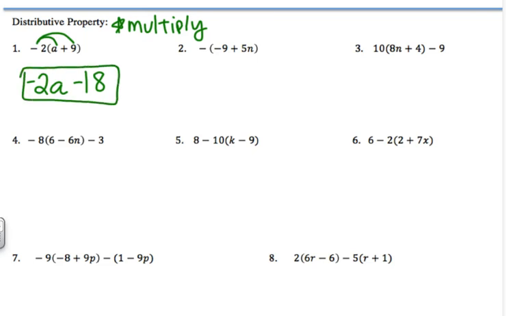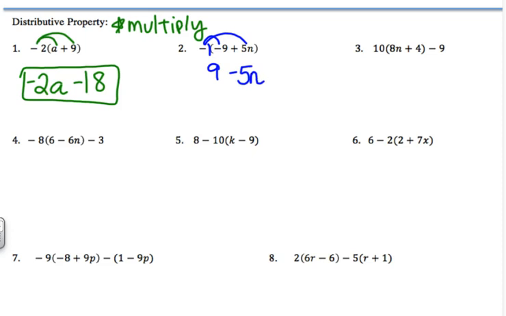Okay? Now 2 is tricky because there's no coefficient out front, there's no number out front. So if you want, you can put a 1 there to help you out as a placeholder. And then you're going to multiply negative 1 times negative 9. Now remember, a negative times negative is a positive, so 1 times 9 is a 9. And then you're going to multiply negative 1 times a positive 5, and so that would be a negative 5.